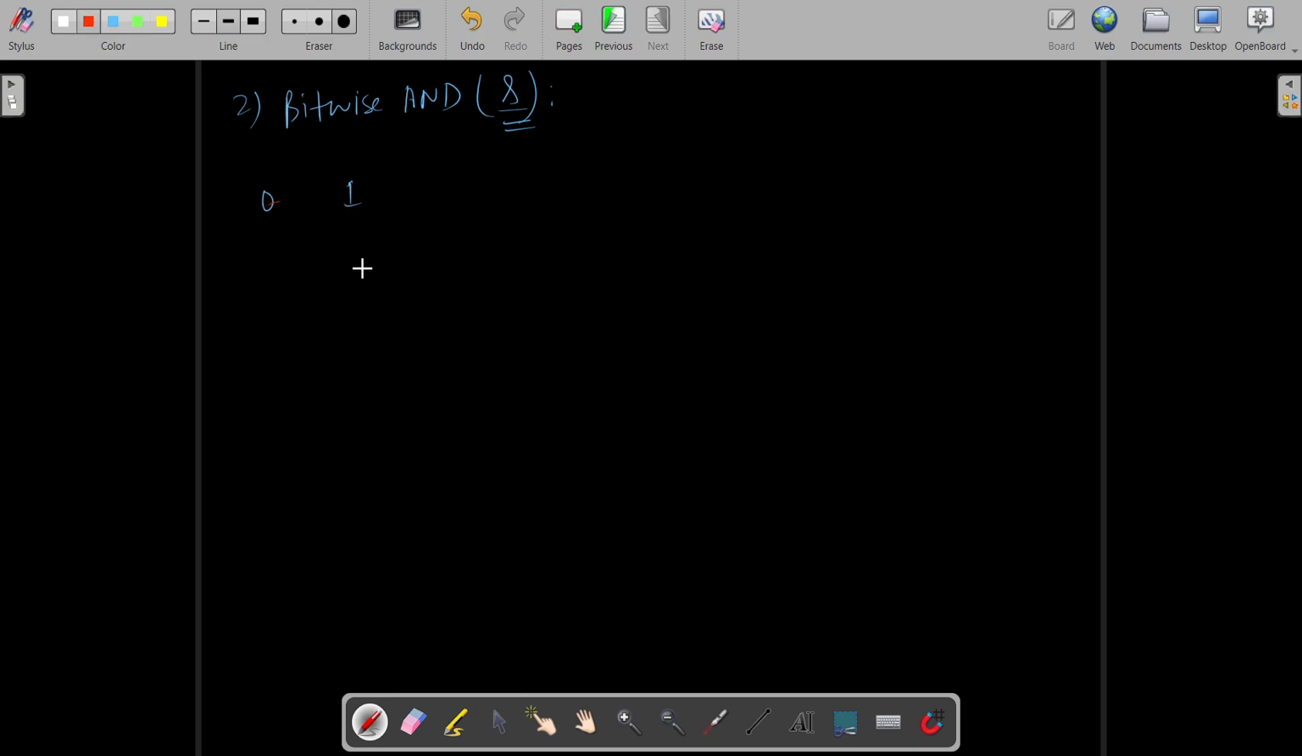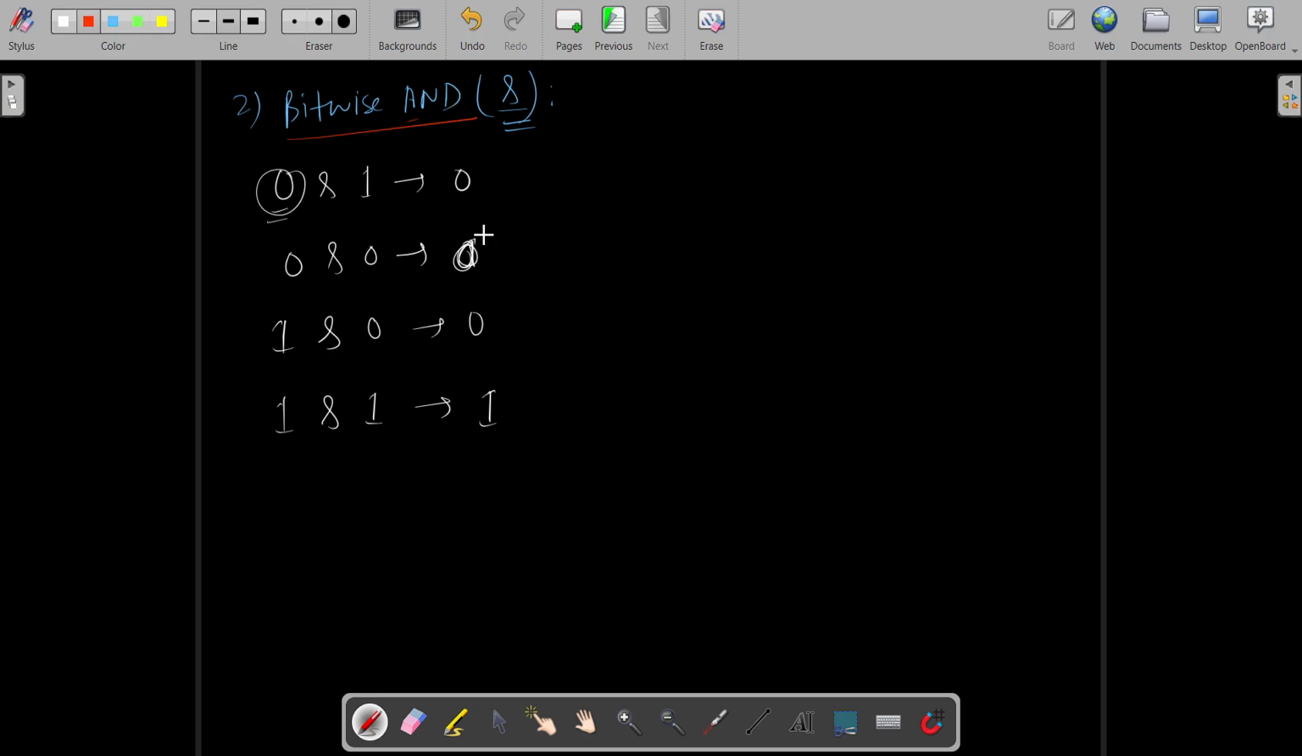What I'm trying to tell you guys is that 0 bitwise AND 1 will give us 0. 0 and 0 will also give us 0. 1 and 0 will also give us 0. Only in the case of 1 and 1 we get 1 as the output. So yeah, these were the rules of the bitwise AND operator.